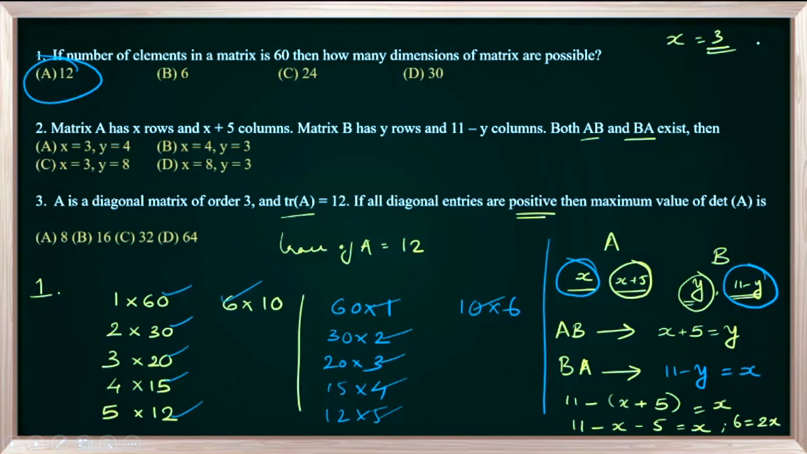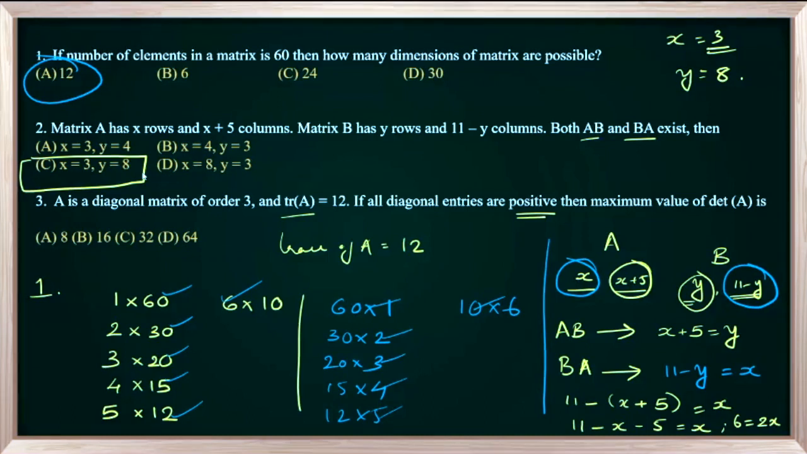And if x is equal to 3, what is the value of y? y is equal to 8. x is equal to 3, y is equal to 8. So option C is the correct answer. All of you understood? Question 2 is option C, right? Okay. What about the last question?